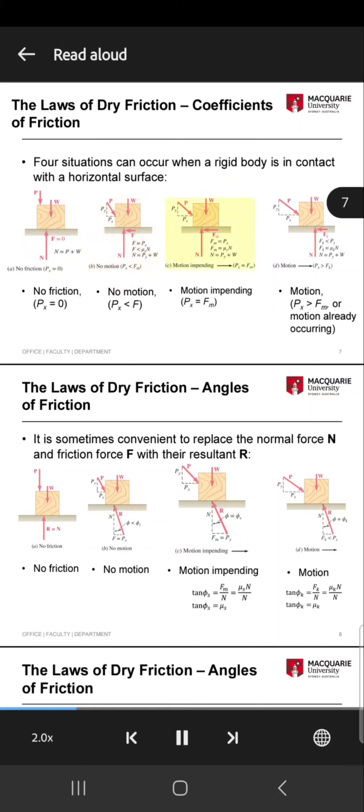A block with weight W is positioned on a horizontal surface subject to force P acting down. No friction, N equals P plus W, P_s equals 0. Motion impending, P_s equals F_m. With force P acting down to the right, no motion, P_s less than F_m, F equals P_x, F less than mu_s N, N equals P_y plus W. Motion, P_s greater than F_m, or motion occurring.